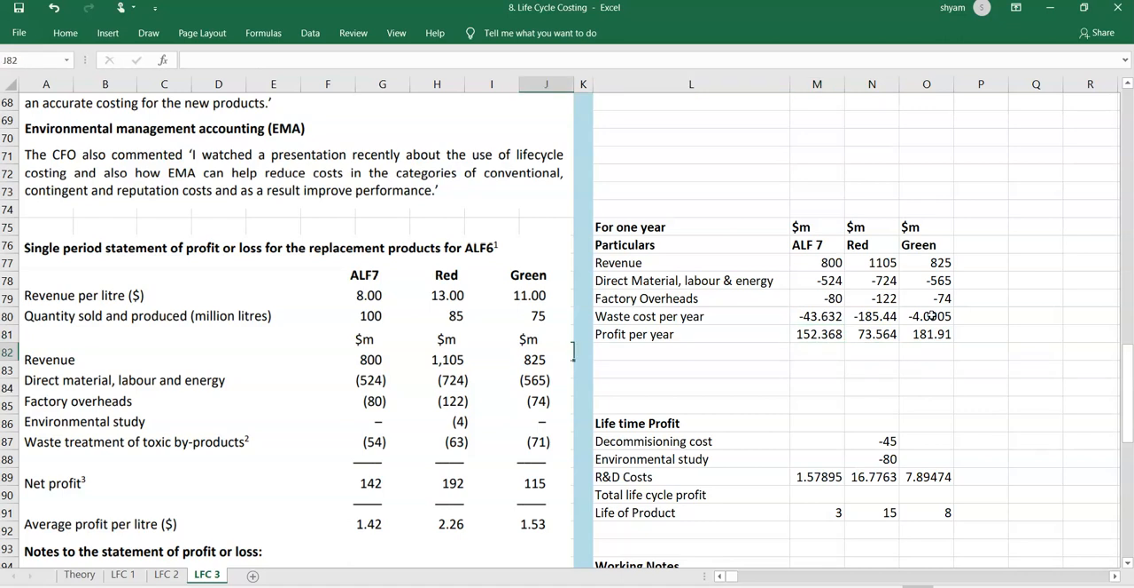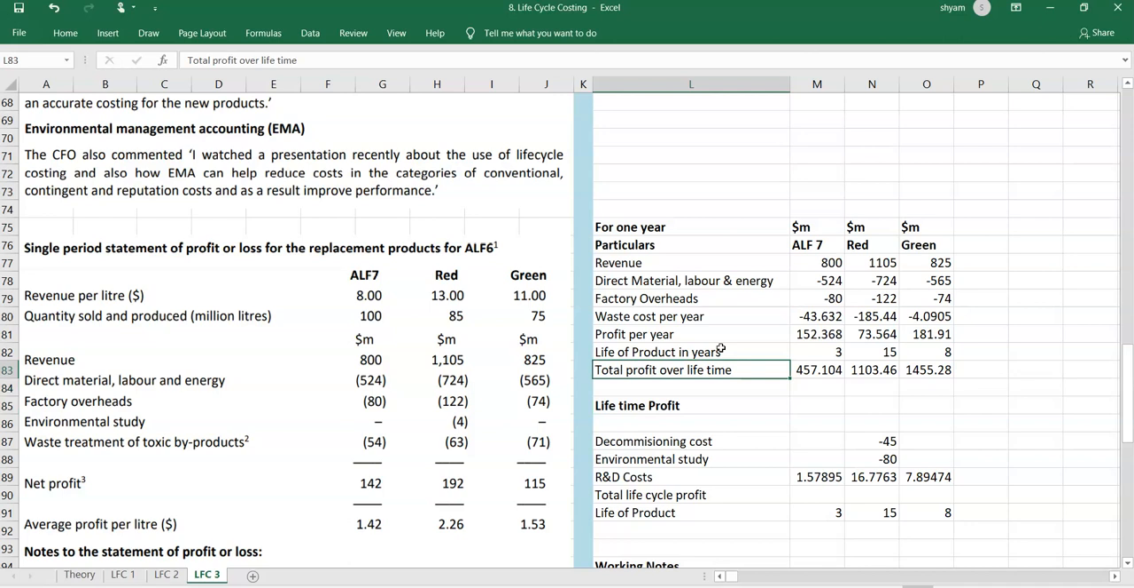But we don't want profit per year, we want the total profit over its years. Okay, so over its lifetime. So over its lifetime is profit per year times life of the product, in years. So it is total profit over lifetime, which would be multiply both. Okay, so this is your profit over the lifetime.